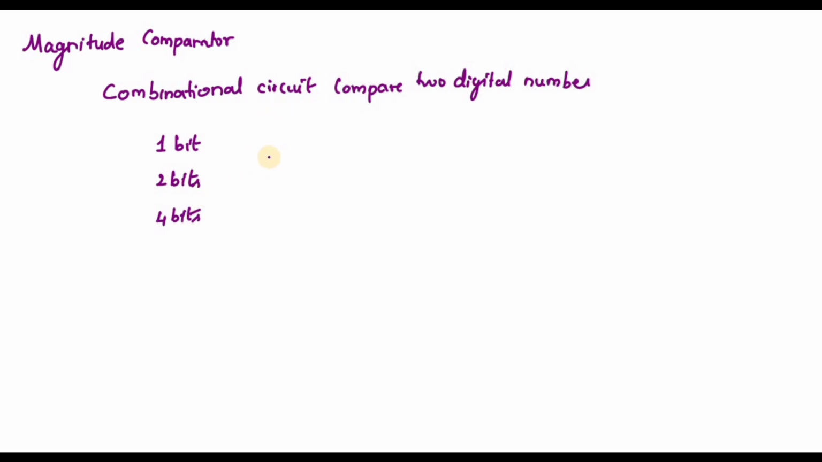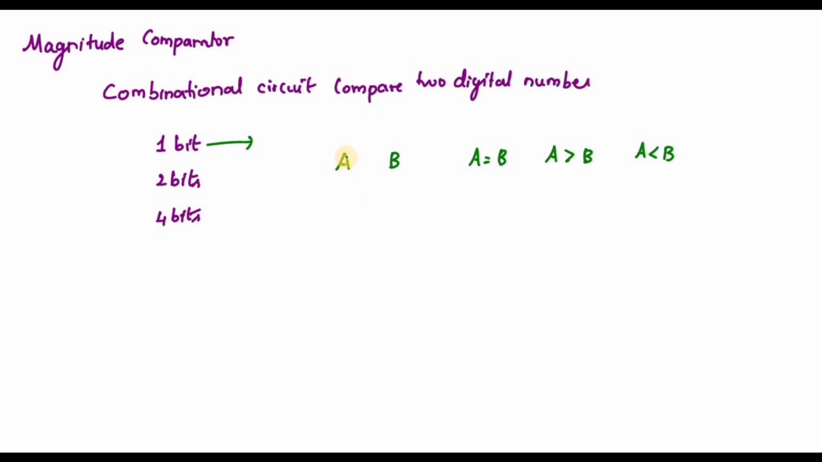So what will it do? First let us discuss the 1-bit magnitude comparator. It will compare A with B. If I compare A with B, either these two are equal, or A is greater than B, or A is less than B.